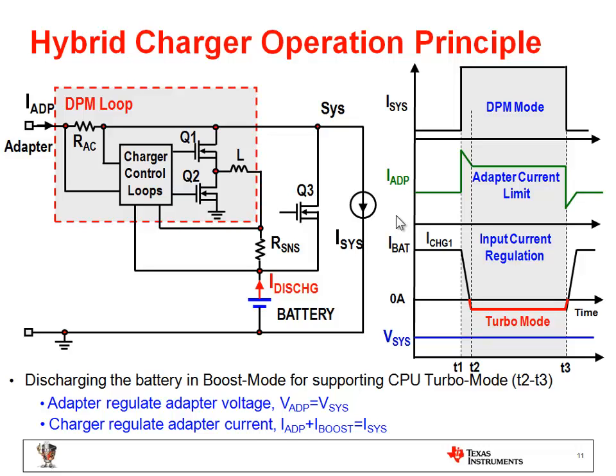On the right hand side, this diagram shows how the hybrid mode works. As the system load starts to increase, I still regulate my adapter current to the rated power. I don't want to overload the adapter. In that case, my charger will detect that the adapter is overloaded and now has to get into regulation. So instead of charging the battery, it reverses the direction of the current and gets into discharge mode. The discharging current goes through the switching MOSFETs Q1 and Q2 and reaches the system rail. It kind of works like a boost converter instead of a buck converter. This is how we get the power from the battery along with the adapter.